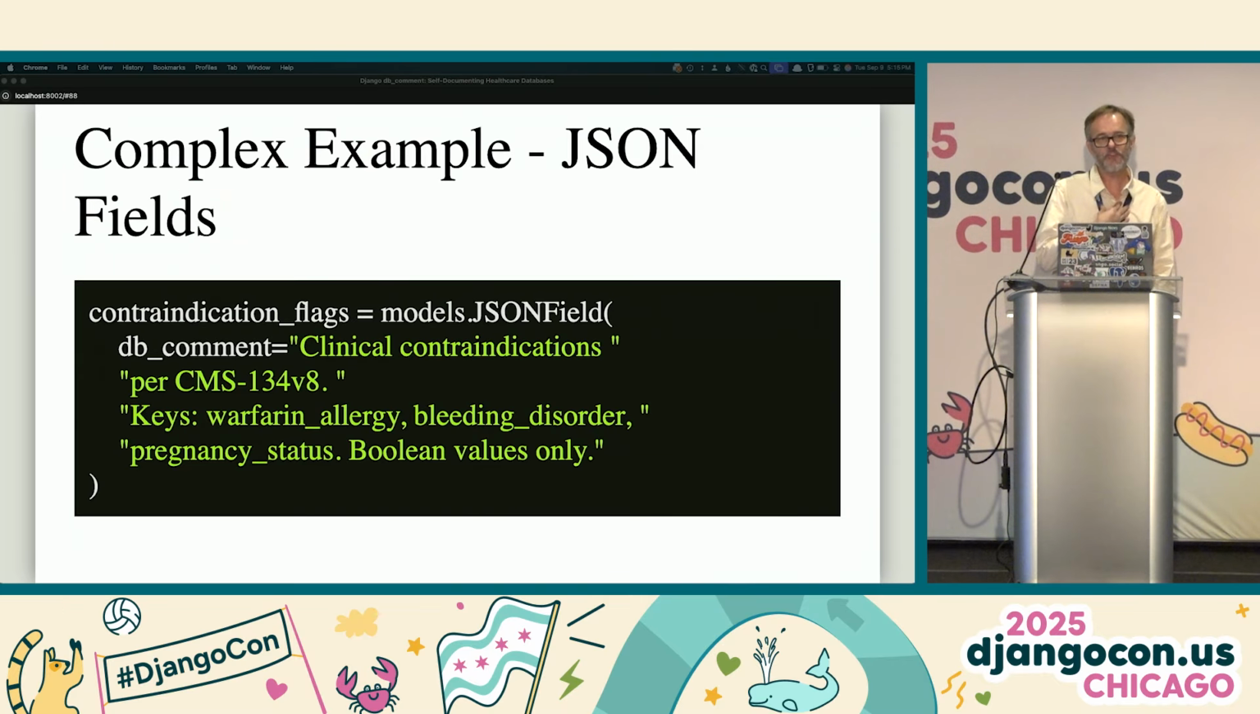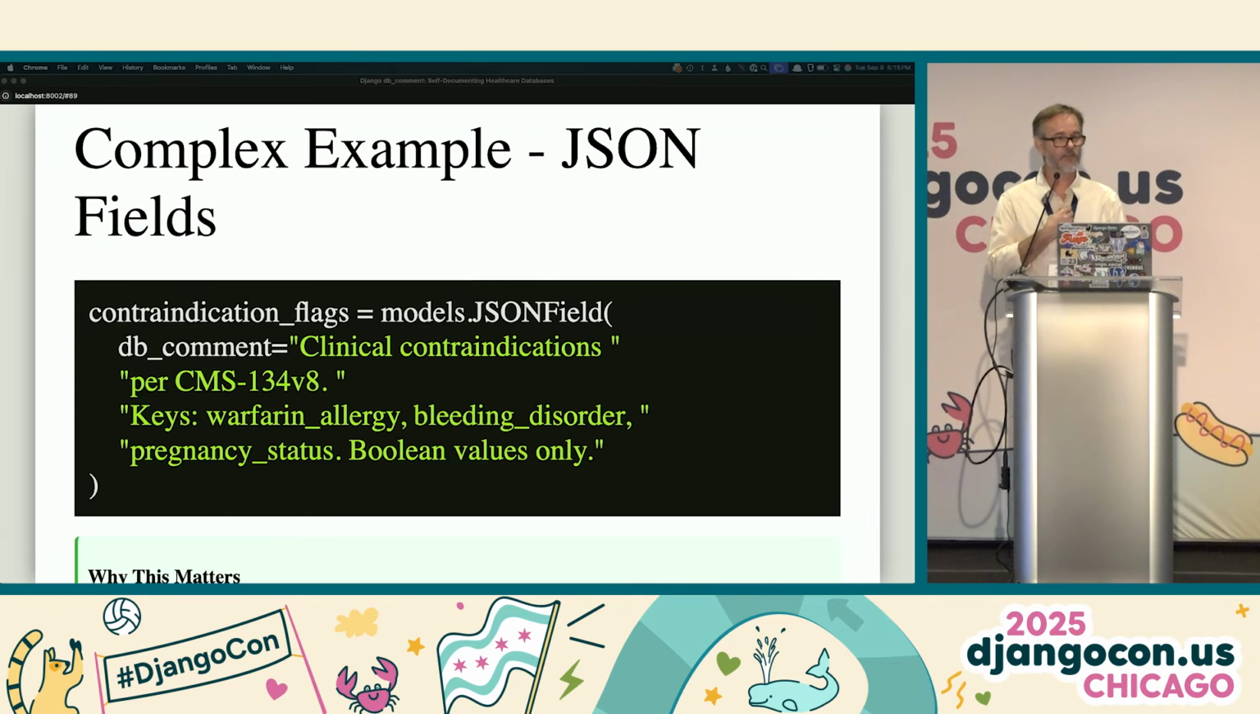I think one of the more interesting things that you can do is with JSON fields. The thing about JSON fields is that they can have lots of different keys, and those keys may or may not be known. Now, if you start documenting your JSON fields with the keys, that can be very helpful later on. In this particular case, the contraindication flags are clinical contraindications per CMS-134V8. Again, I have no idea what this means. And the keys are warfarin allergy, bleeding disorder, and pregnancy status, and they are all Boolean values.